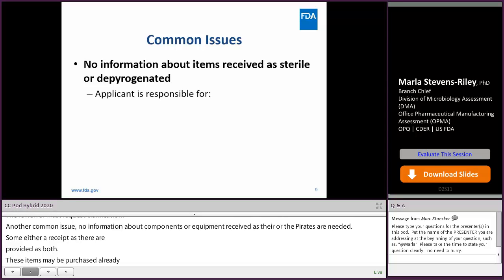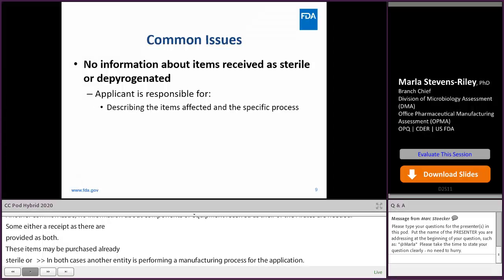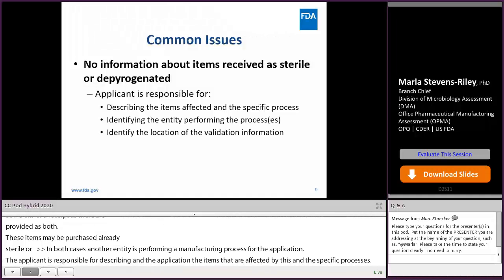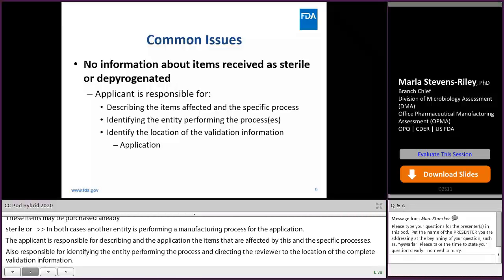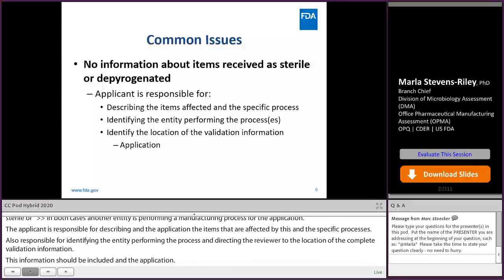The applicant, however, is responsible for describing in the application the items that are affected by this and the specific processes. They also are responsible for identifying the entity performing the process and directing the reviewer to the location of the complete validation information. This information should be included in the application. However, if the information is proprietary and cannot be placed in the application, then it should be placed in a DMF, and the applicant must provide the DMF reference and a letter of authorization.